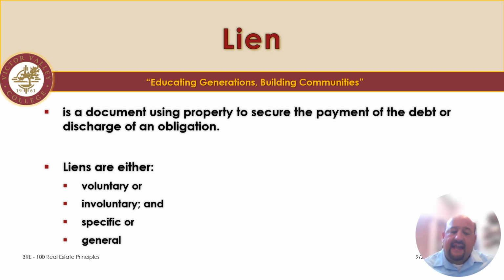An involuntary lien would be like taxes. If you have property tax on a property, that's an involuntary lien because you did not decide to put it there. It's put there by the government. A lien can be a specific lien for a property, or a general lien. General liens are placed on people or persons and could be for multiple properties.